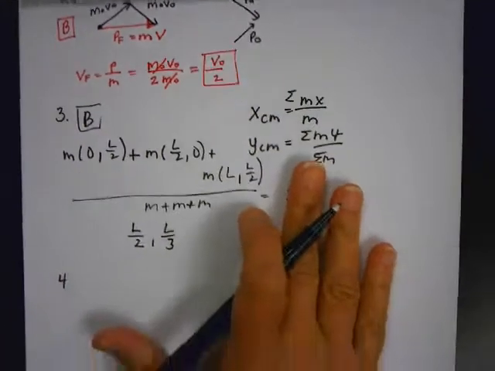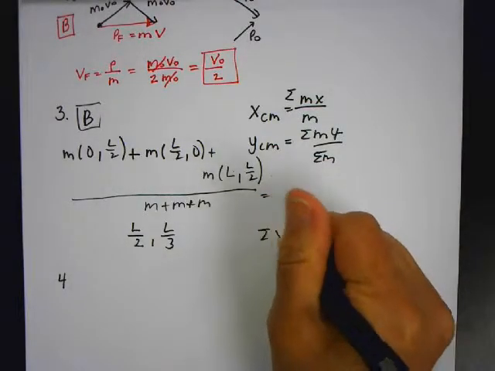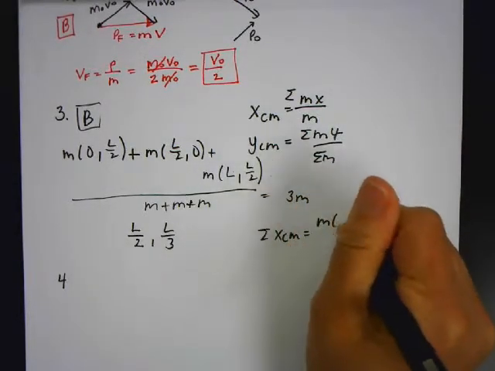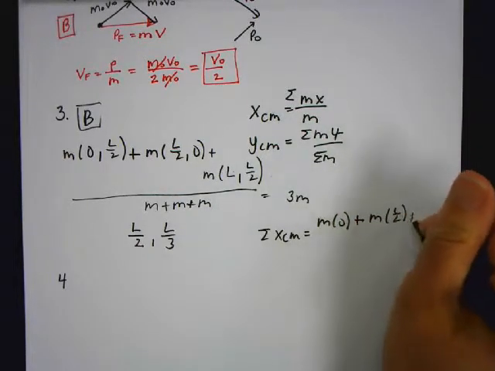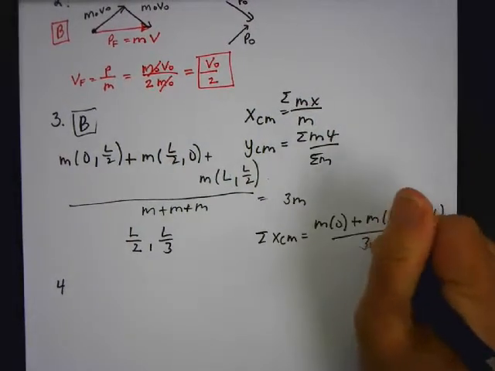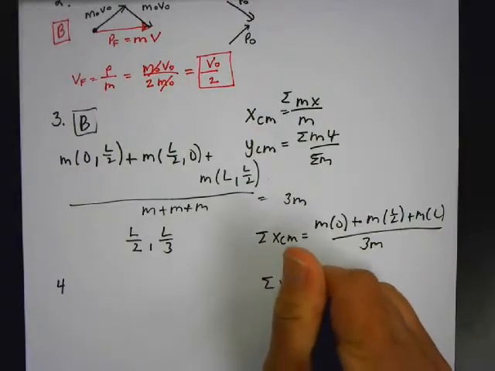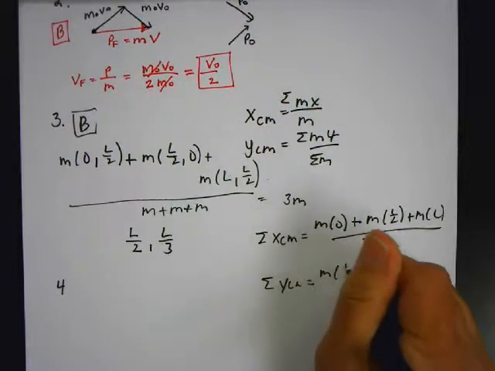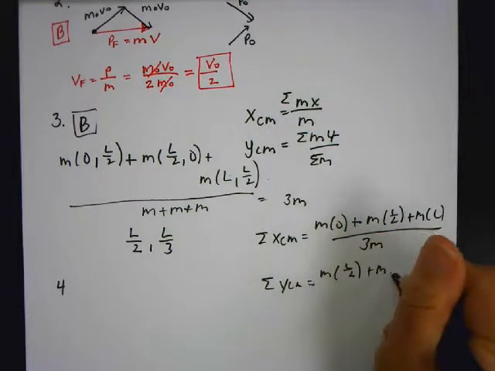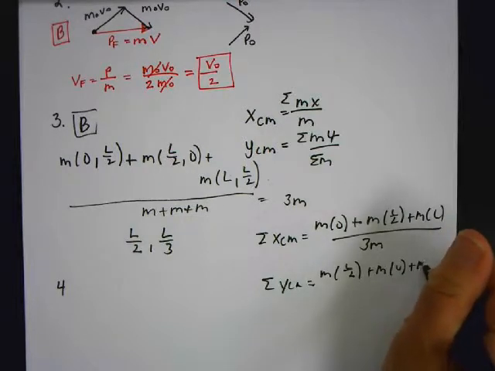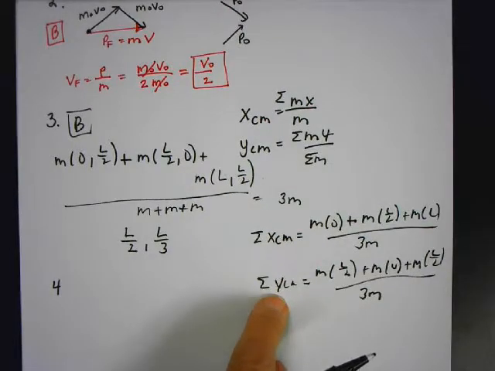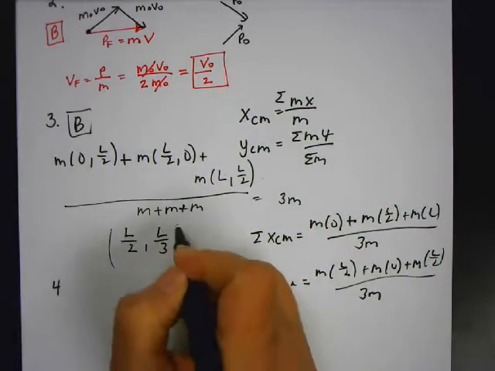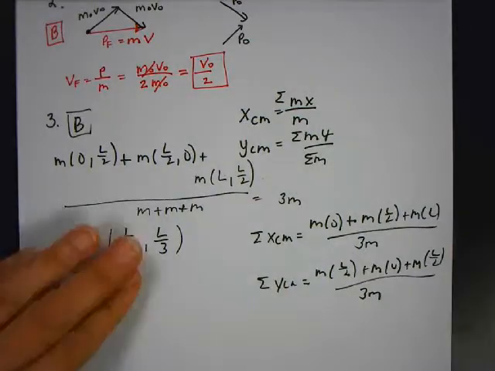So again, if you want, you could do it separate. You can say, okay, let me add up all the x's and say m times 0 plus m times L over 2 plus m times L, over 3m. And then I can do the same thing for the y and say m times L over 2 plus m times 0 plus m times L over 2, over 3m. So that would give you your x and y components, which would be this. And then that's how you do that one. All right, let's look at number 4.